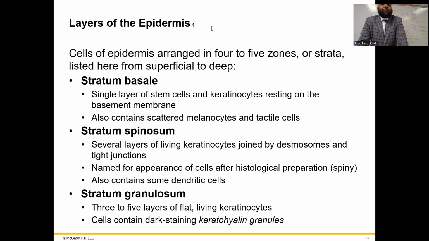So what are the cells of the epidermis? The cells of the epidermis are arranged in 4 to 5 zones or strata. They are listed here from deep to superficial. You have the stratum basale, a single layer of stem cells and keratinocytes resting on the basement membrane. They also contain scattered melanocytes and tactile cells. There's the stratum spinosum, several layers of living keratinocytes joined by desmosomes and tight junctions. They are named for the appearance of the cells after histological preparation.